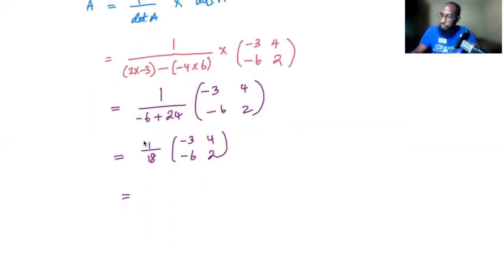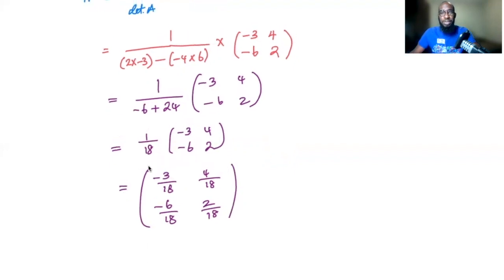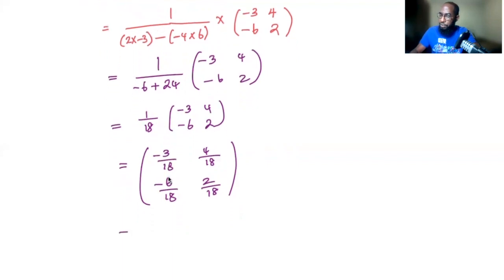So we have -3 over 18. We have 4 over 18. We have -6 over 18. And we have 2 over 18. All right. Now, last thing, it's just simplification. If we could simplify the fraction, simplify.